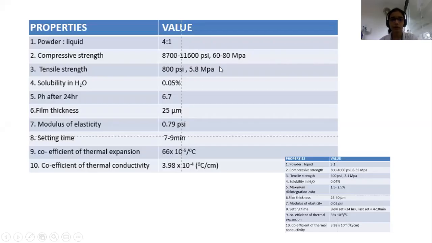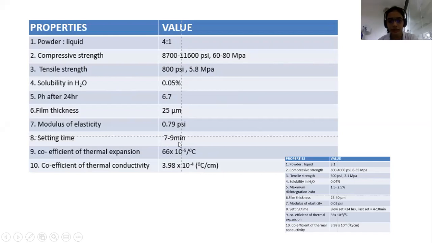So if you compare the properties of orthoethoxybenzoic acid modified zinc oxide eugenol to conventional zinc oxide eugenol, again you can see the compressive strength is higher compared to the conventional zinc oxide eugenol. The tensile strength is also higher. The coefficient of thermal expansion is higher due to the addition of fillers, and it has similar coefficient of thermal conductivity to conventional zinc oxide eugenol.